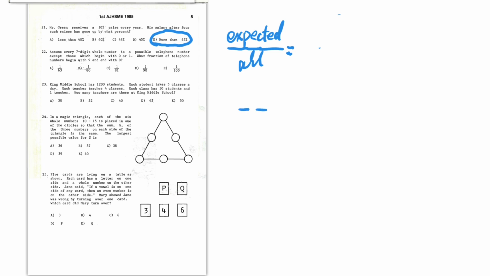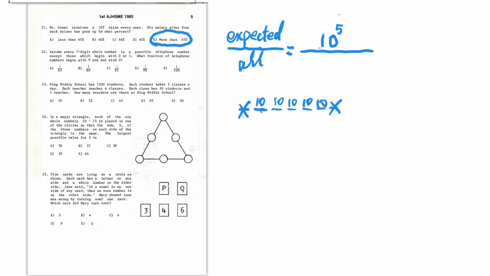So a 7-digit number: 1, 2, 3, 4, 5, 6, 7. The first digit must be 9. We have no choice. Ending with 0, the last digit has no choice. Between the first and the last, every digit has 10 choices, from 0 to 9. So 10 choices times 10 choices times 10, and so on. That's the expected total, 10 to the power 5. That's all the telephone numbers that start with 9 and end with 0.